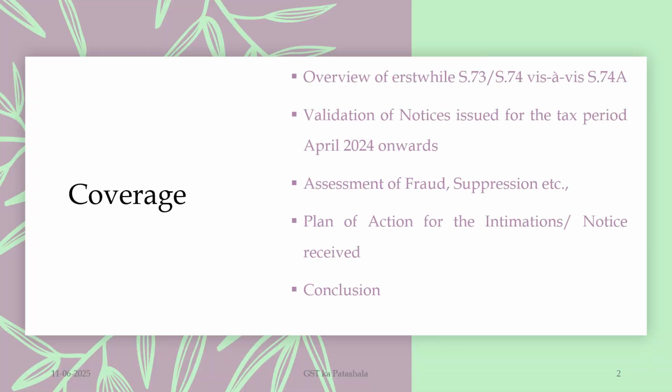I'm going to brief you on the comparison of the existing provisions under 73-74 vis-a-vis the new provision 74A. In the process of understanding Section 74A, I'm going to talk about how we validate these notices or intimations which have been issued by the GST proper officer for the tax period on or after April 2024 onwards. I also will make you understand the evaluation of the elements called fraud, suppression, willful misstatement, which are the allegations brought on the GST notices issued.